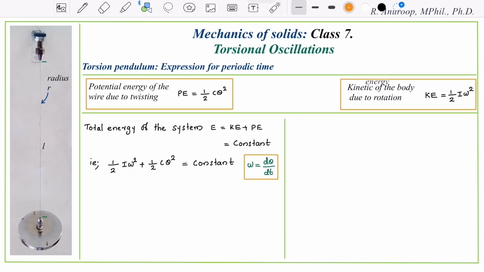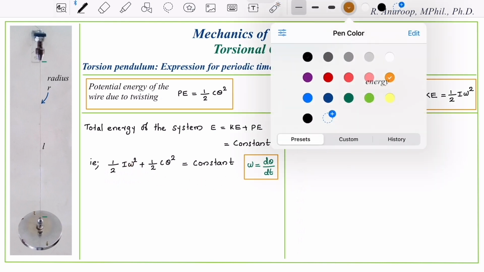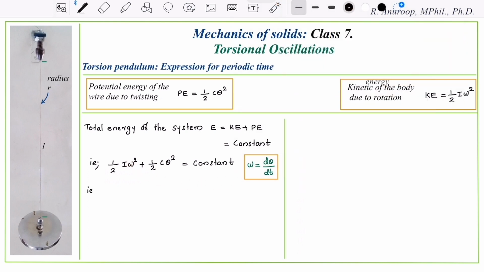Now substitute omega is equal to d theta by dt in the previous equation. We have half I into d theta by dt whole square plus half c theta square is equal to constant.